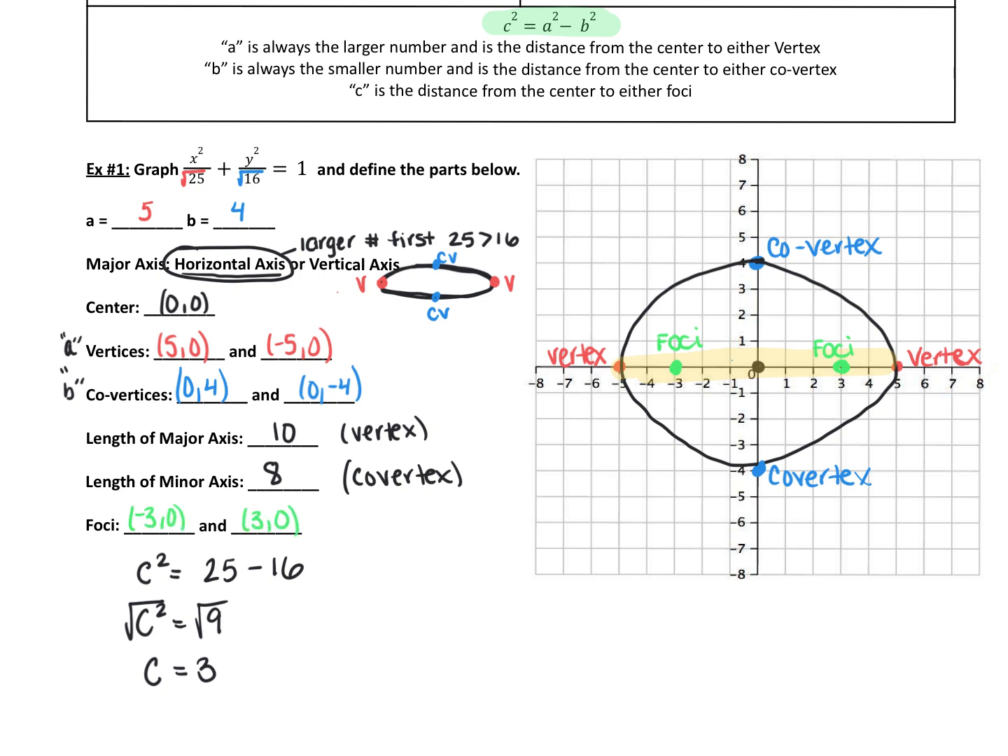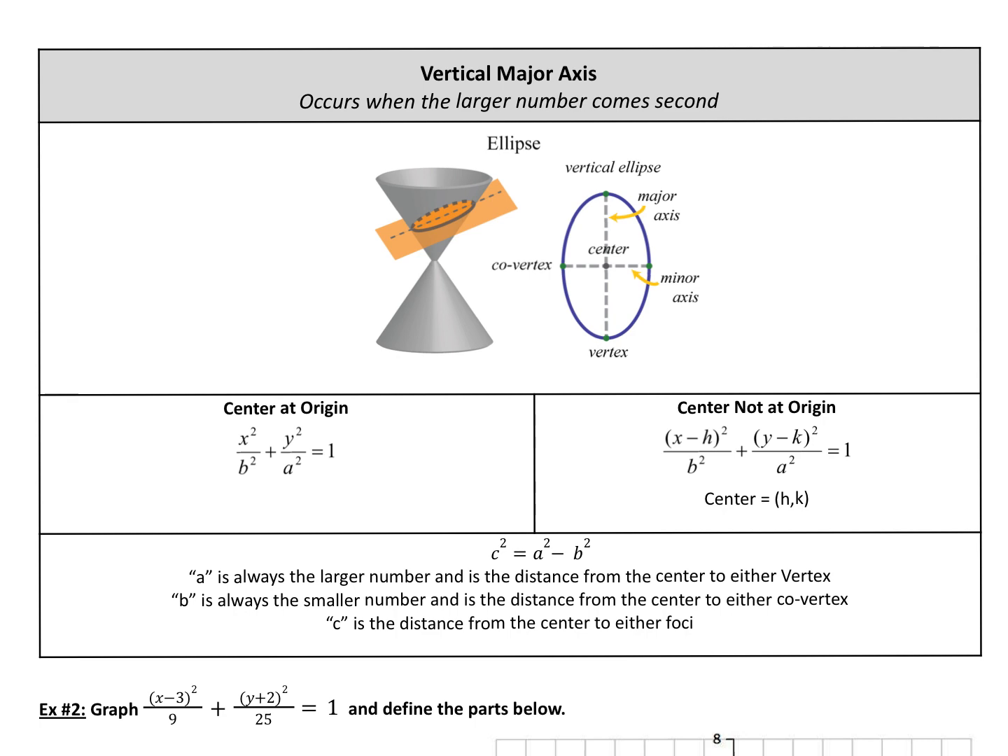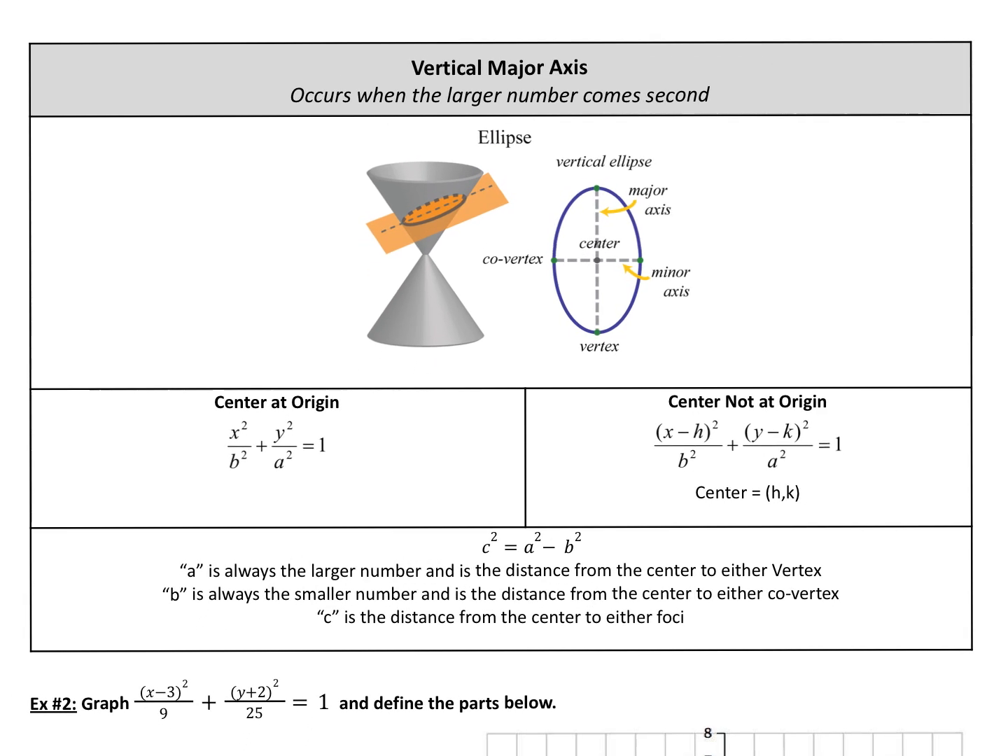All right, let's jump to the back page and take a look at an ellipse that has a vertical major axis. So we have a vertical major axis when the ellipse looks like this, right? When it looks more vertical than horizontal. The major axis is still bigger, but this time it's up and down instead of left and right. So we still have our center at the origin when it looks like this, and we still have our center not at the origin when it looks like that. Notice we still have a plus and a 1. That always stays the same.